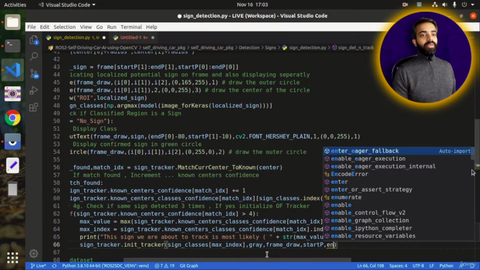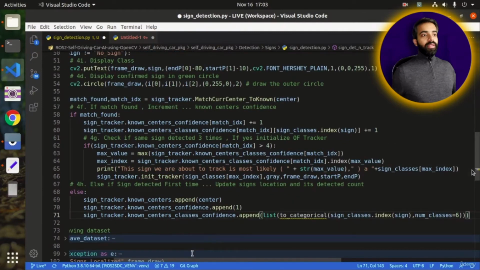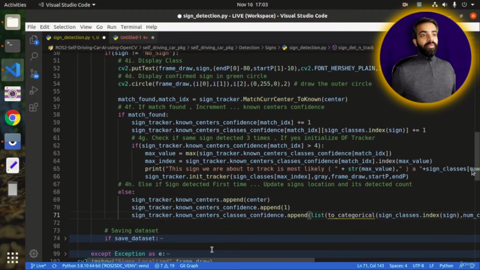Now we need to address what happens if no match was found for the current detection. In that particular case, if this new detection that we have done has not been found in the previous known detections, then what we simply do is append it to the known centers. Also append its confidence by writing 1 because it is detected 1 time, and also append its class's confidence by converting the current detection to categorical by using the ROS function to categorical. Once we have updated these variables, we can now complete our detection mode for the sign tracker class.